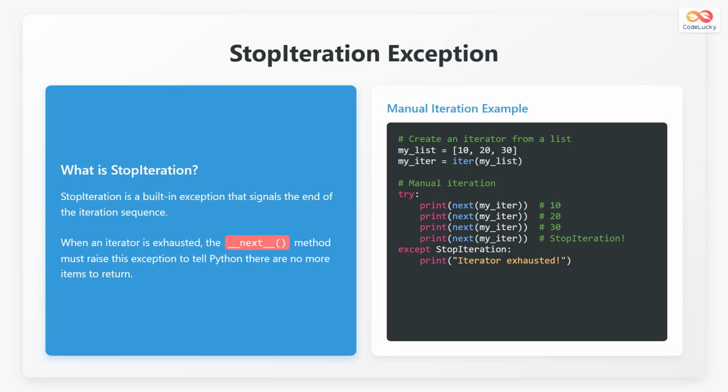StopIteration is a built-in exception that signals the end of the iteration sequence. When an iterator is exhausted, the __next__ method must raise this exception to tell Python there are no more items to return. Let's look at an example. We create an iterator my_iter from my_list. We then manually iterate using a try block and the next function. Once all elements are exhausted, calling next raises StopIteration, which is caught, printing the message iterator exhausted.